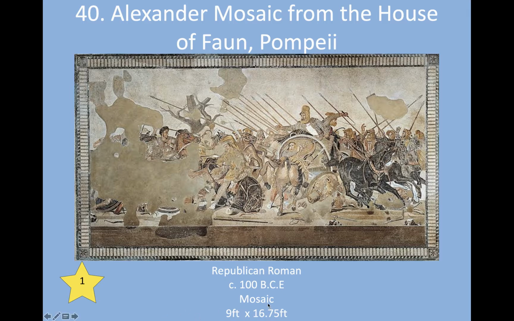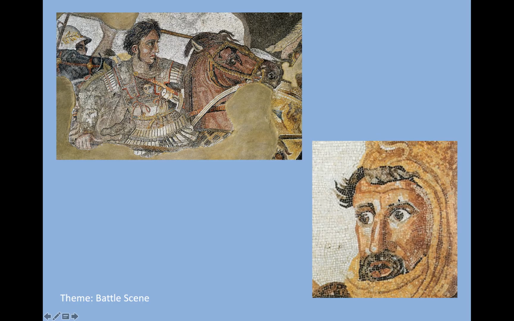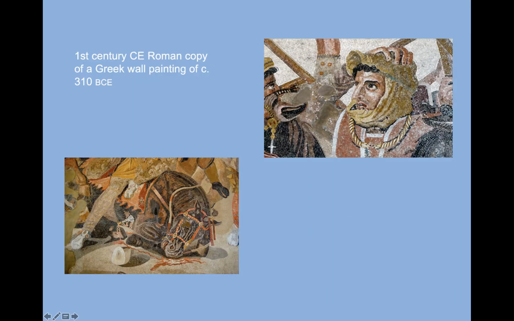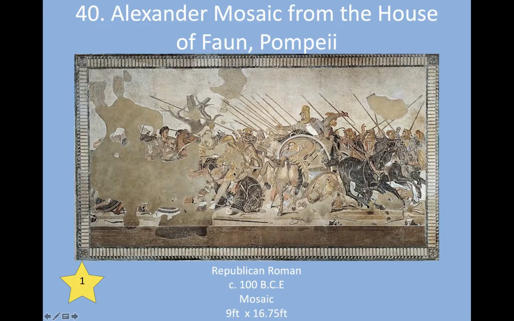So this is a mosaic, and we'll talk about mosaic in a minute. It's 9 feet high by 16 and 3/4 feet long. A mosaic is an artwork that is made by putting together these little tiny tesserae or tiles, these little tiny square tiles. And what you see here are these teeny tiny square tiles that are used to create this image.